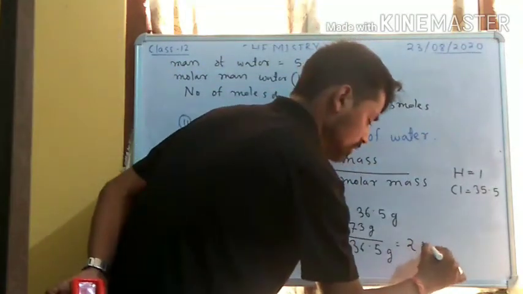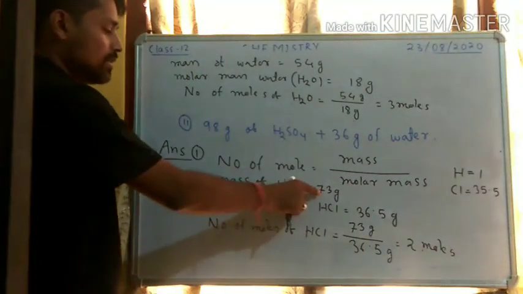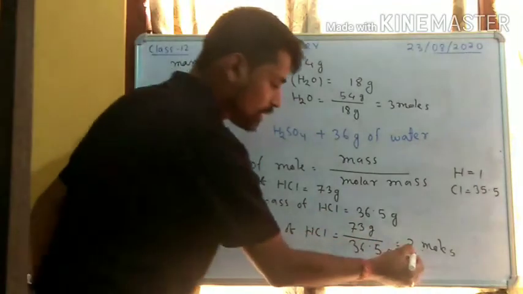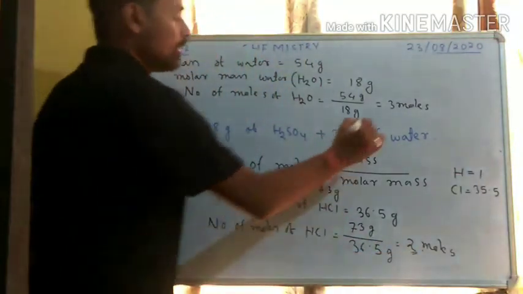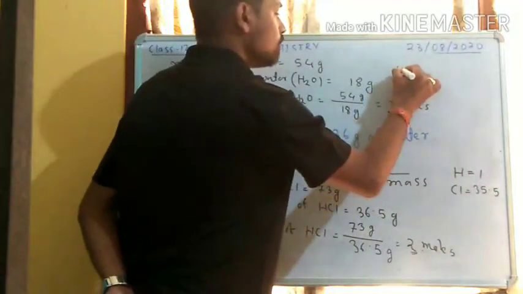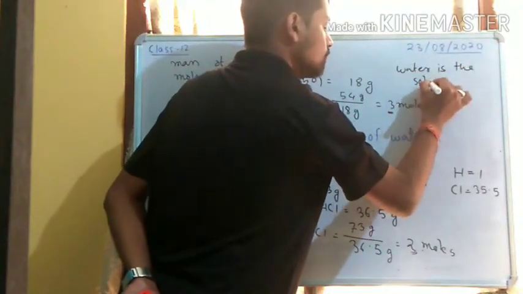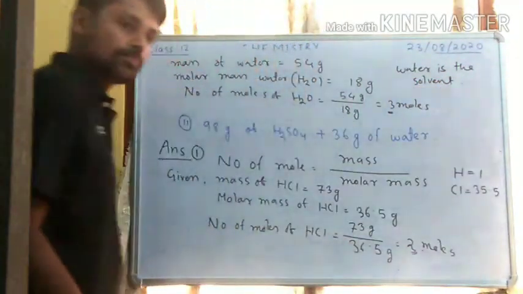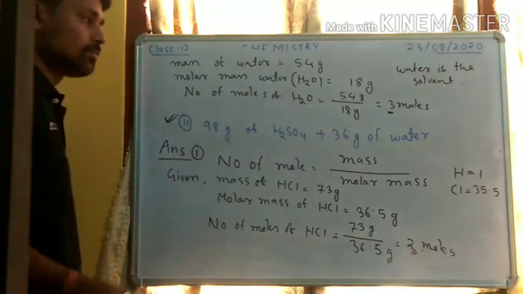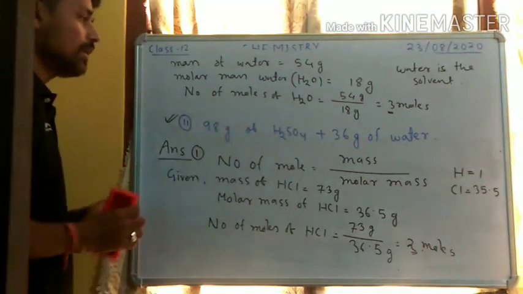The number of moles of HCl is 2. So you can see that although the amount of HCl is higher than the amount of water, the number of moles in case of HCl is 2 mole and in case of water it is 3 mole. So in the first question, water is the solvent. The second question is for you. Identify which one of them is solvent and which one is solute.